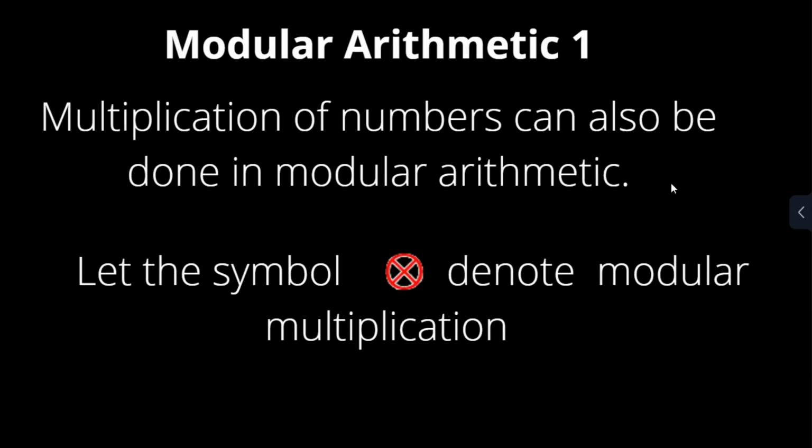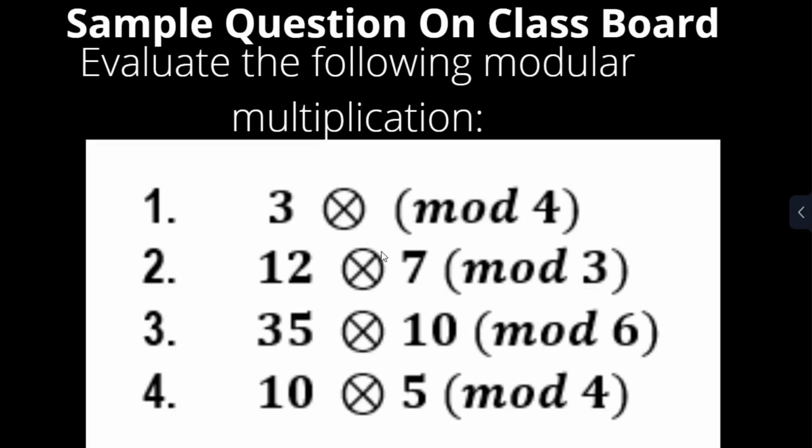In modular multiplication, of course, multiplication of numbers is very possible in modular arithmetic, and it can be done. Now, whenever you see this symbol, it denotes modular multiplication, and it shows you that you should multiply the numbers you have been given to solve. Now, how do we go about that?